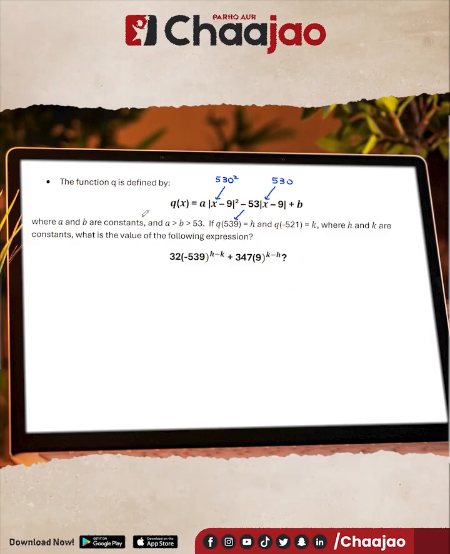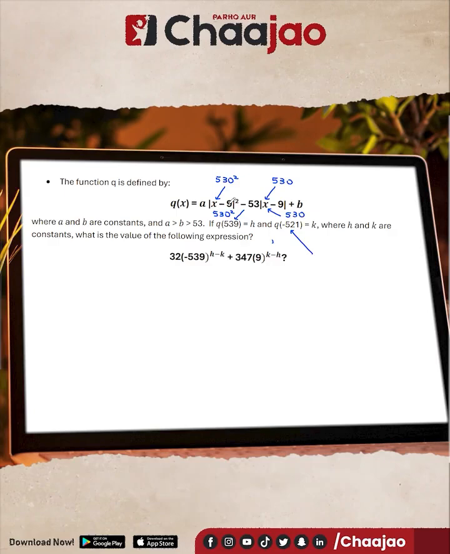Now, what should happen if I put negative 521 instead of positive 539? Negative 521 minus 9 would be negative 530, but the modulus of negative 530 would be positive 530. And again, you would be doing the square of the same number, 530 squared. And with this value of x over here, minus 521 minus 9 is negative 530, but once it comes out of the modulus symbol, it again gives you a positive 530.